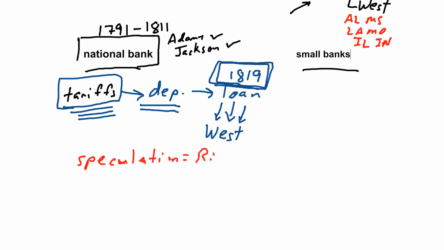And speculation is a risky investment. Now, all investments have some form of risk, but this is risky in that people were borrowing money from banks, from the National Bank and also small banks, and they were buying land in the West. But it was speculative in that people were not moving to the West. They were just buying the land and then reselling the land at a higher price. And that works well as long as the value of the land goes up.